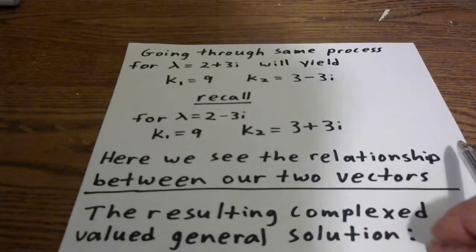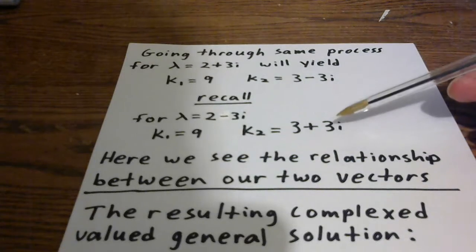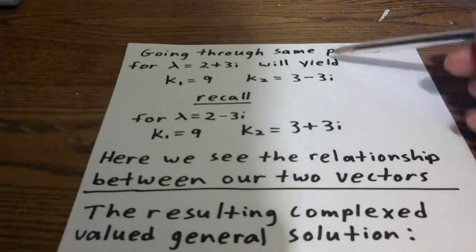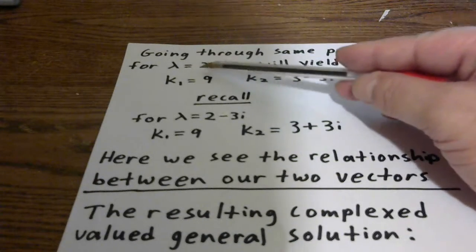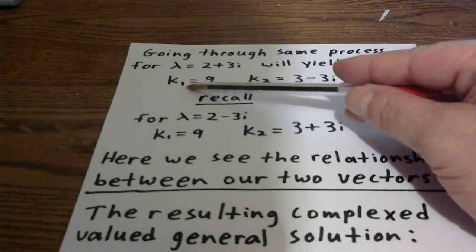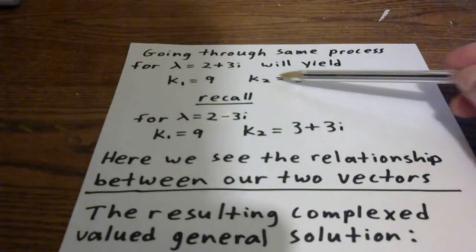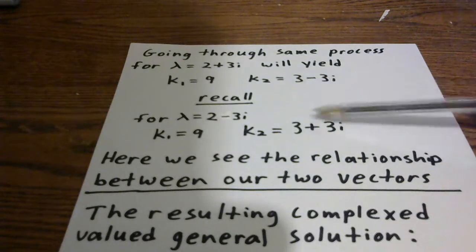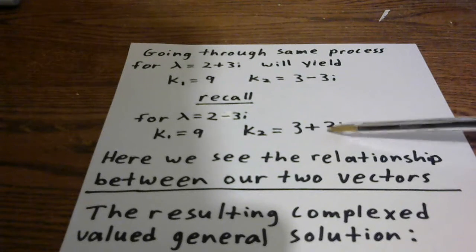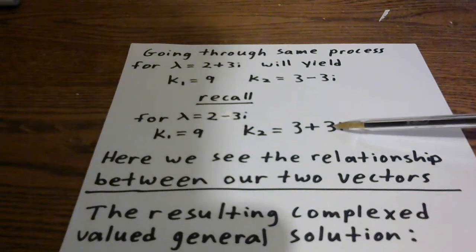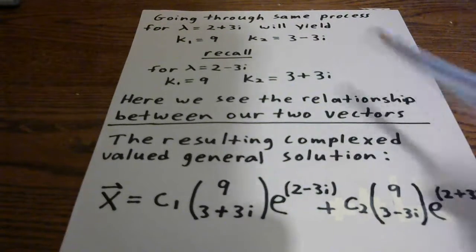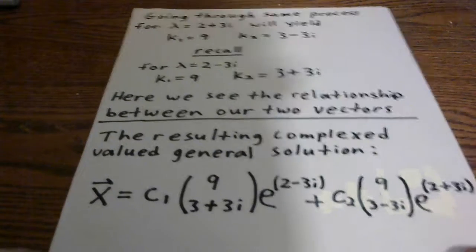And you will see, for the sake of brevity, I did not go through the process for the second vector, but if you go through the same process for the second eigenvalue, which was our 2 plus 3i, it will yield the following result. We'll get our K1 equal to 9 and a K2 equal to 3 minus 3i, as opposed to the result we just calculated, which is 3 plus 3i. So you can see the relationship here. And this will yield the following result.